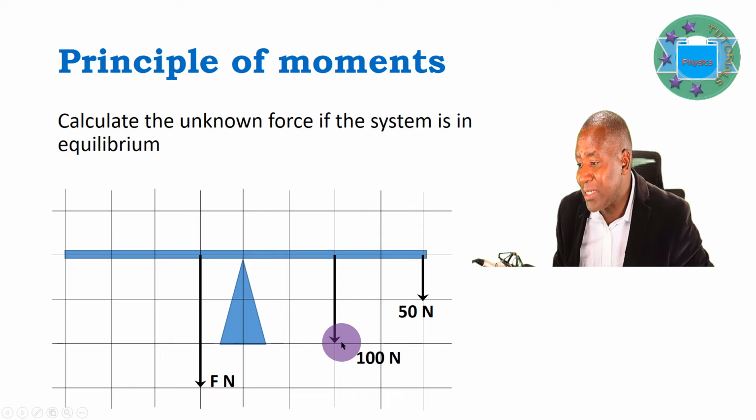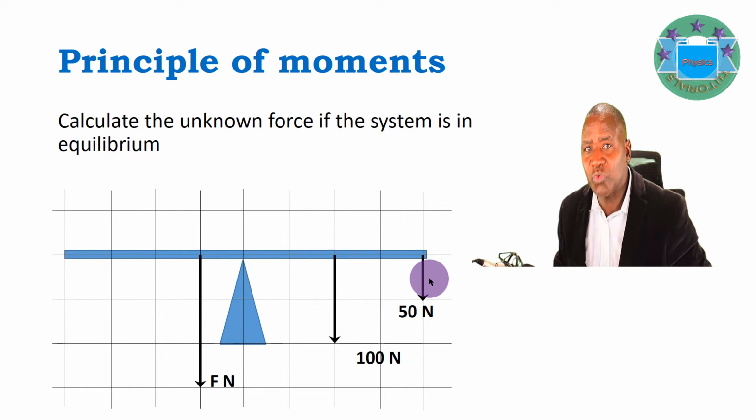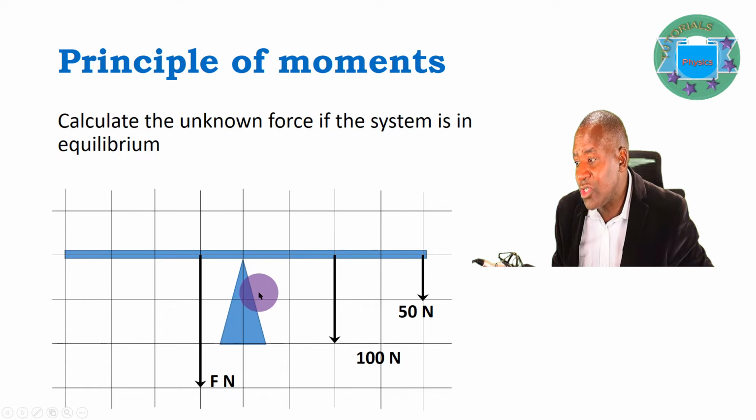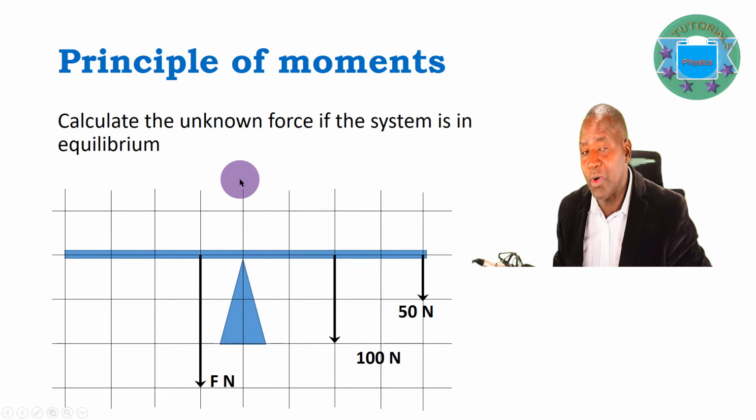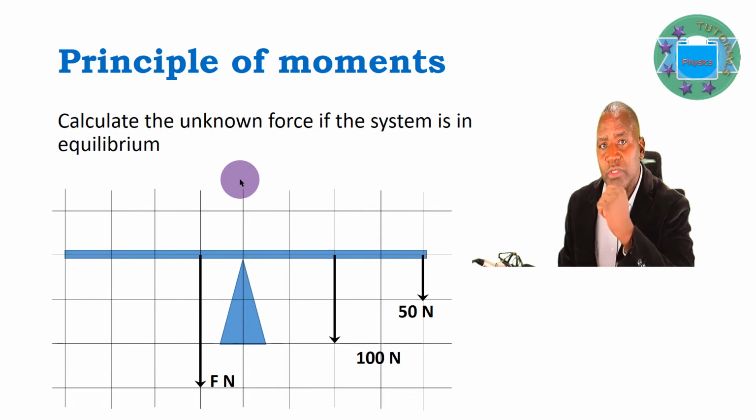There is the 100 Newton force through this point, 2 meters from the pivot, and there is the 50 Newton force 4 meters from the pivot. The other force, which students don't see, is the force which the knife edge exerts on this plank of wood vertically upwards. Of course, we are going to assume that it is a light plank of wood.